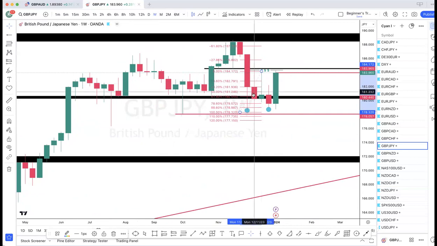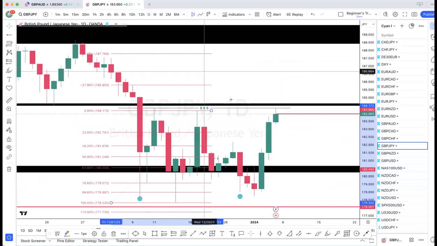No, it wasn't. So you would have had to refer to the daily, and on the daily you might have seen you were at support. And the daily gave you this, not this black line.